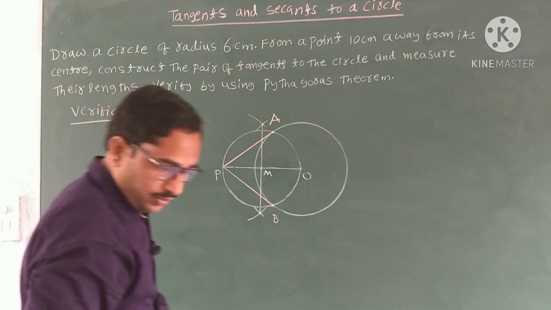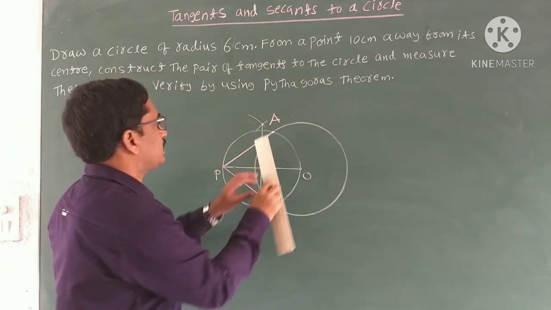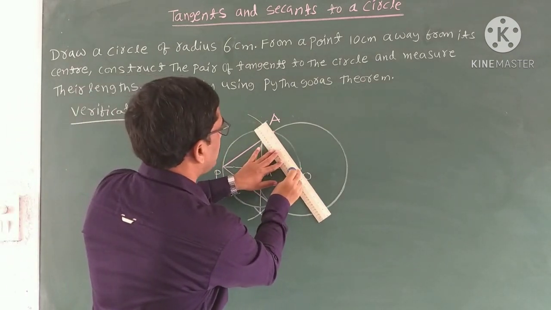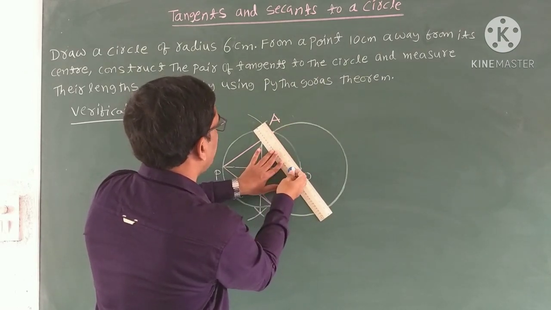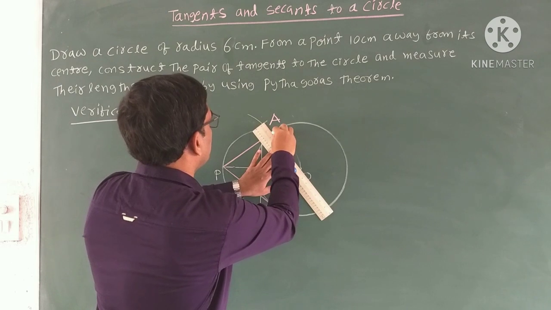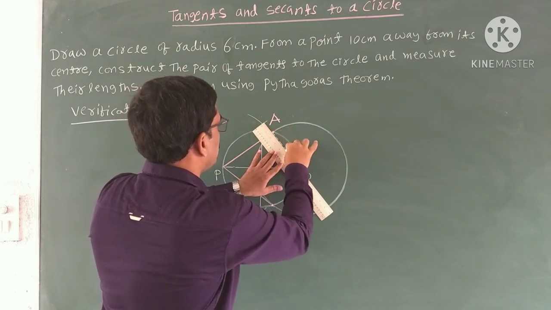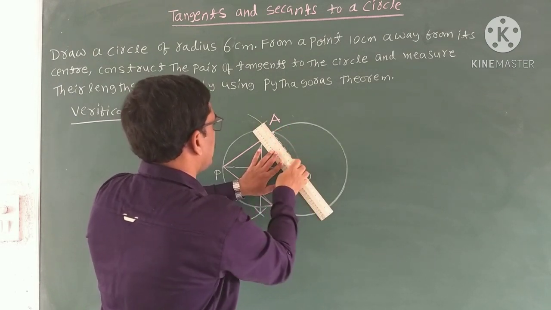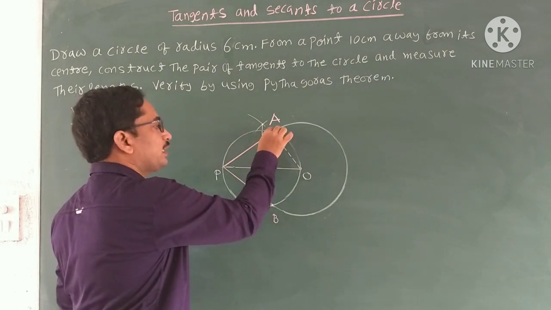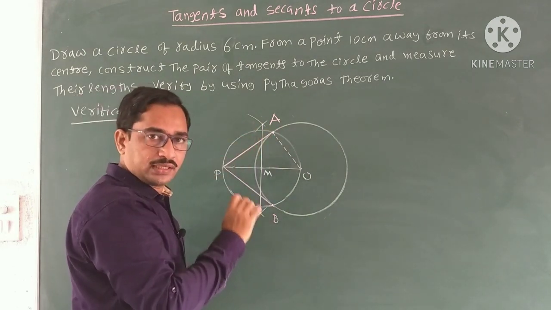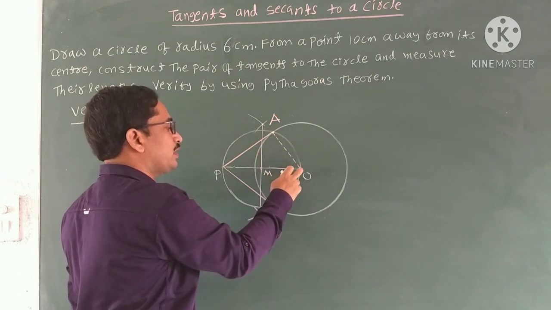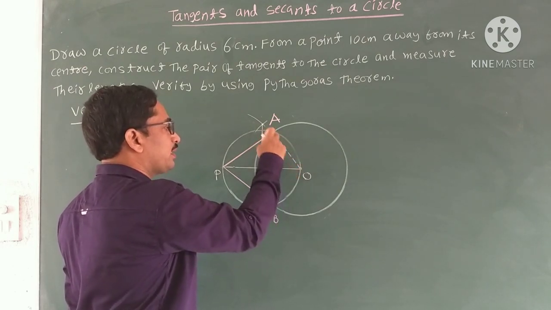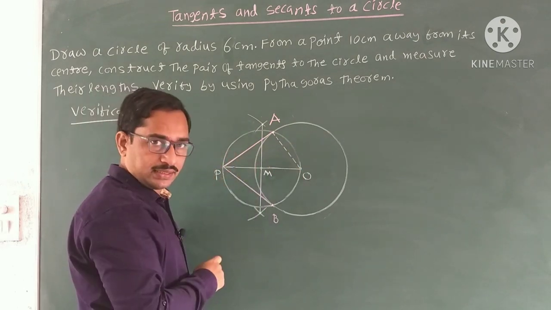Verification. For the verification we have to construct a right angle triangle. So join O and A. Observe here in the diagram. This is the point of contact. At the point of contact, the angle between the tangent and the radius, this is the radius, by joining the center to any point on the circle is known as radius.